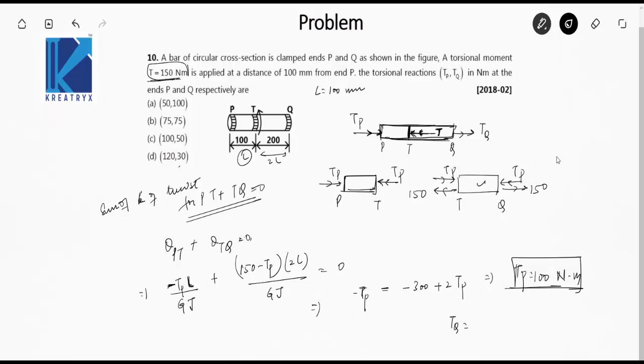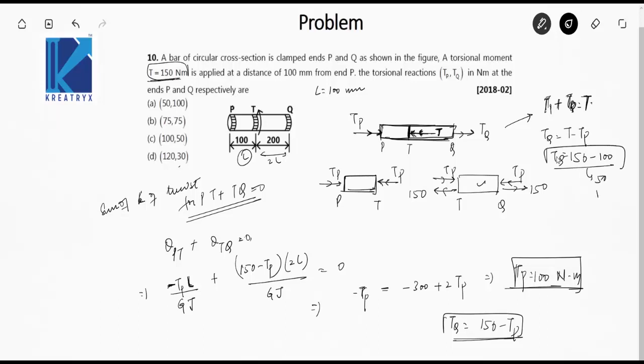TQ is actually equal to 150 minus TP, because TP plus TQ is equal to T from this figure. So TQ is equal to T minus TP, and T is 150, 150 minus 100, so TQ is 50 Newton meter. So the option with TP and TQ, that is option C, is your answer. Always draw the FBD of each bar in these types of questions and you'll get the answer. It was a pretty simple question. Okay, thank you.